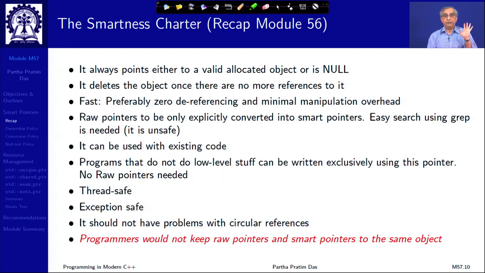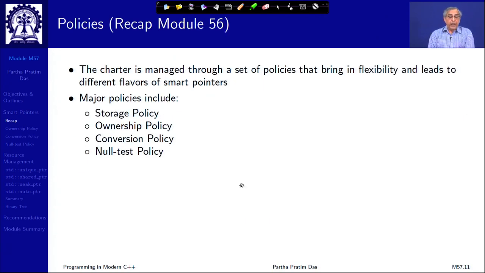It will not be able to point to an invalid object, and once it is deleted, the object that is being pointed to or managed by this smart pointer must also be deleted. And there are many others, like it must be useful with existing code, thread safe, exception safe and so on and so forth. And we have looked at the storage policies and some of the ownership policies.